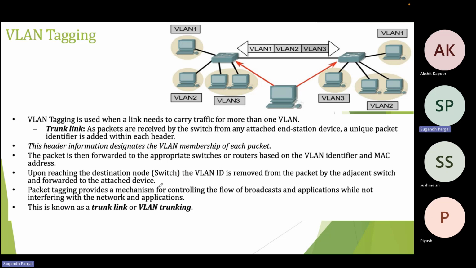Upon reaching the designated node, the VLAN ID is removed from the packet by the adjacent switch and forwarded to the attached device. Packet tagging provides a mechanism for controlling the flow of broadcast and application traffic while not interfering with the network and applications. This is known as trunk link or VLAN trunking.